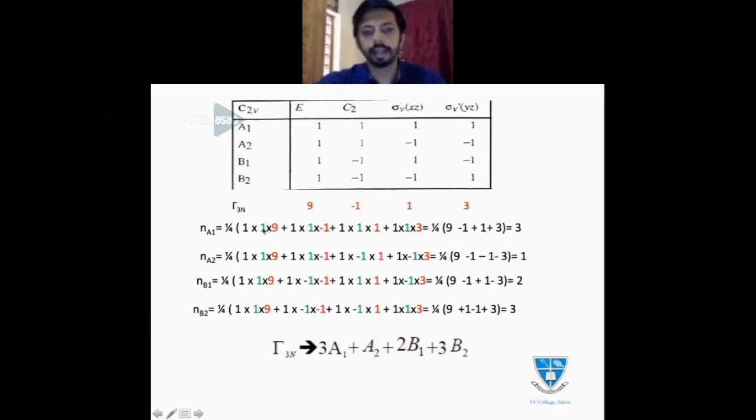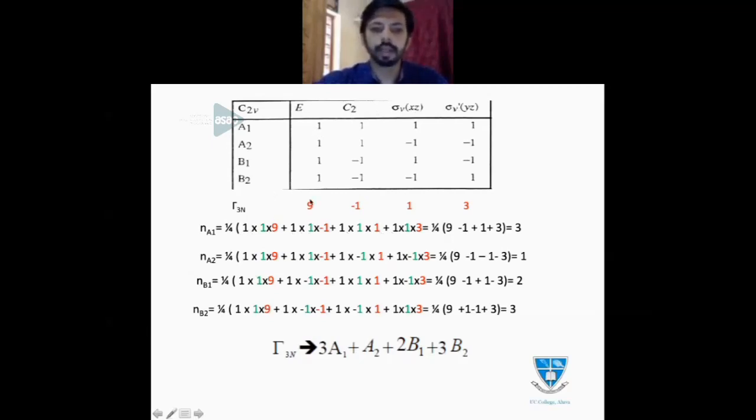The green color indicates the character of the irreducible representation, and the black color indicates the GC, that is the number of elements in each class. So in all these, the number of elements in each class is 1. So that is 1, 1, 1, 1.